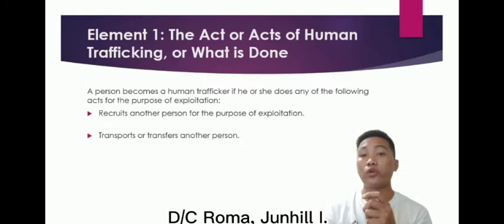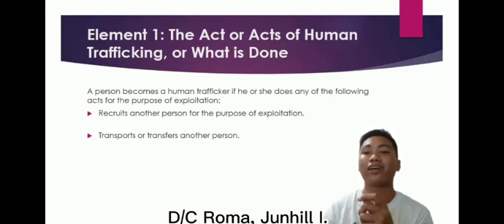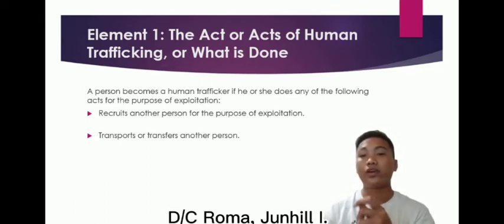A person becomes a human trafficker if he or she does any of the following acts for the purpose of exploitation. When we say exploitation, it is the act or fact of treating someone unfairly in order to benefit from their work. First, recruit another person for the purpose of exploitation. Second is to transport or transfer another person.